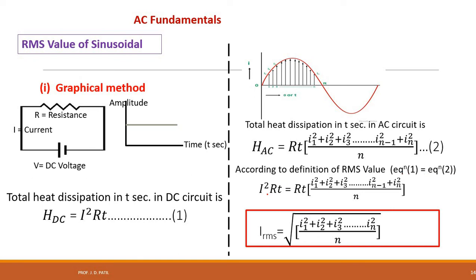Equating, I square RT equals RT into the bracket of I1 square plus I2 square plus I3 square up to In minus 1 square plus In square, divided by N. The RT gets cancelled on both sides. As it is a square, we take the square root, so the IRMS value is the square root of I1 square plus I2 square plus I3 square up to In square, divided by N. This value and the HDC are the same.